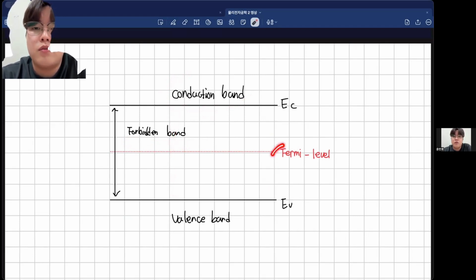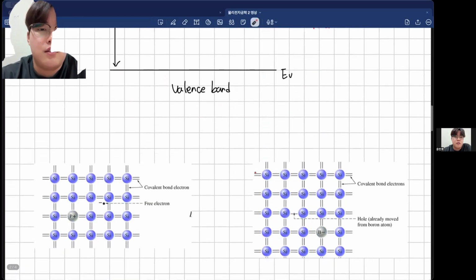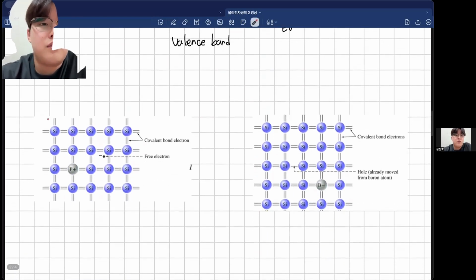And we have to know about the Fermi level. The Fermi level is the energy where the probability of an electron existing is 50%. And we have to know about the dopants.